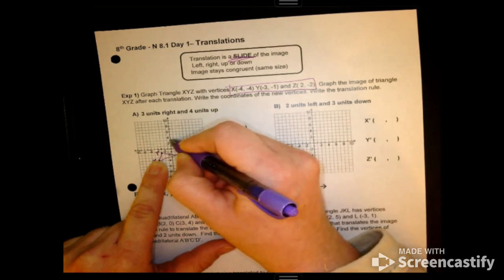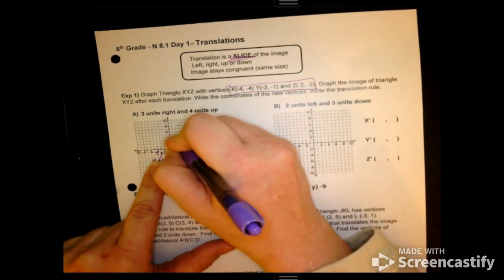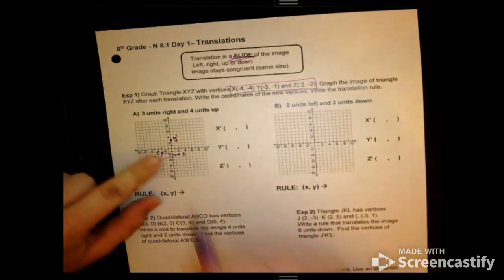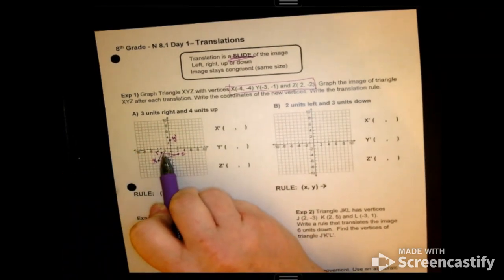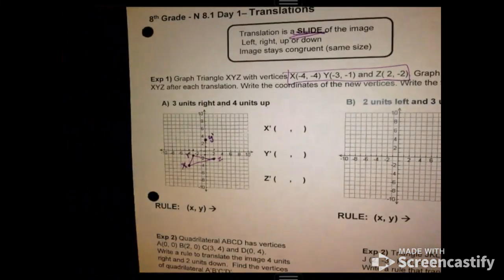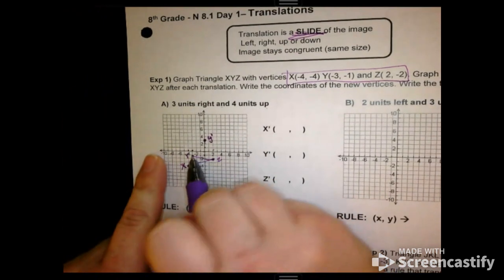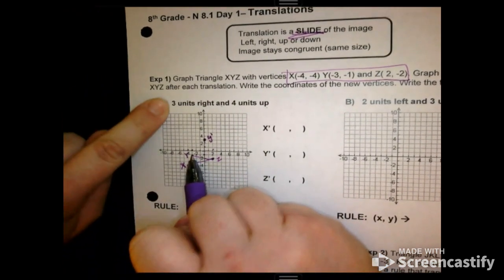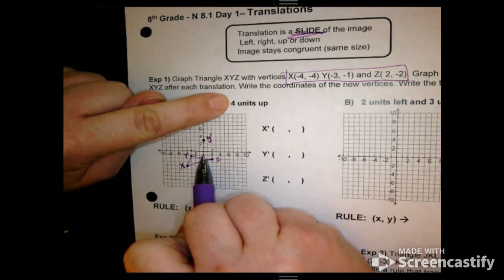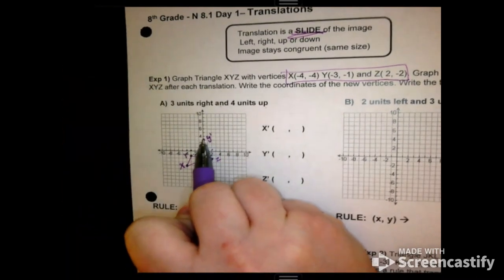There's point Y. But we're going to label it with a little apostrophe. Do y'all remember what that means? How would we know it was Y? Because that's where I started, was the Y. Can I show you again? Okay, so here's my Y, right? So it says 3 units right. So I go over 1, 2, 3, and then it says 4 units up. 1, 2, 3, 4. Okay?